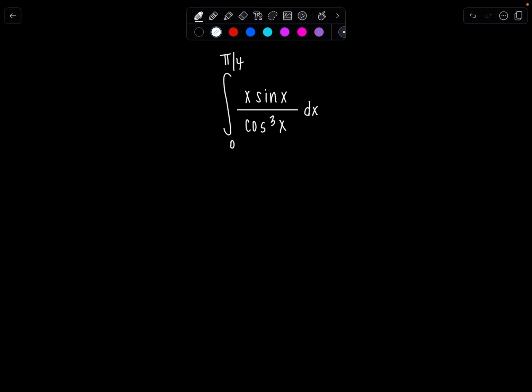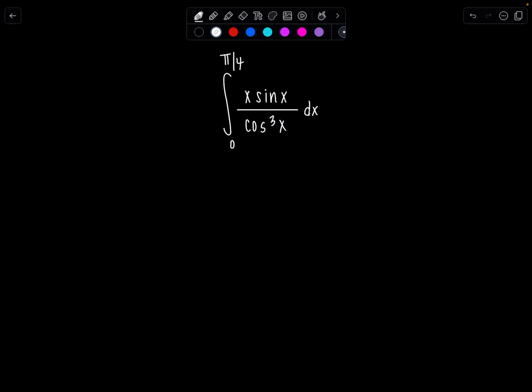I have another integral of the day for you. I thought we haven't done a definite integral in a little while, so here we go. Definite integral, 0 to pi over 4, x sine x over cosine cubed x dx. All right, if you want to pause the video, give it a try.